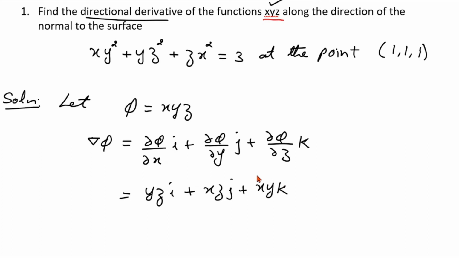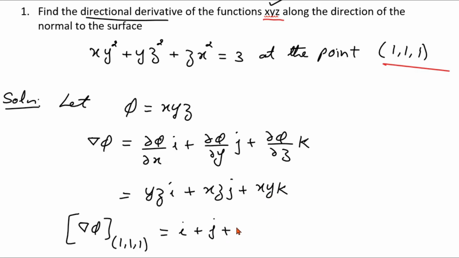So we have got the value of del phi, and we have to calculate this value at the point (1, 1, 1). So let us find del phi at the point (1, 1, 1). x, y and z, all the values are 1 only. If you put in y into z, 1 into 1 will be 1 only, so you will get i. Plus here also x is 1, z is 1, so you will just be getting j. Here x is 1, y is 1, so you will just be getting k. So we have got the value of del phi.